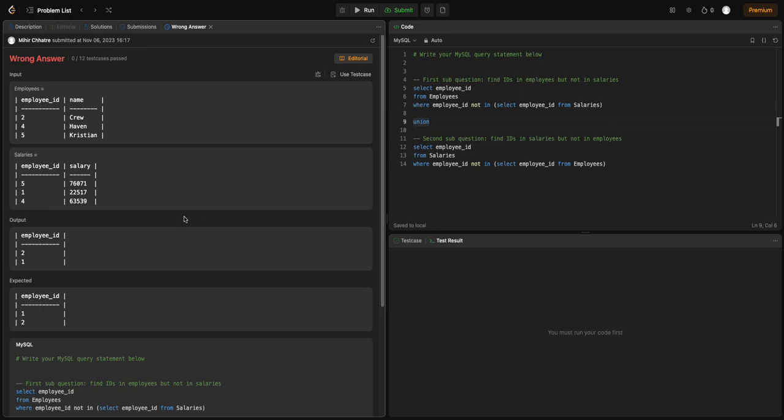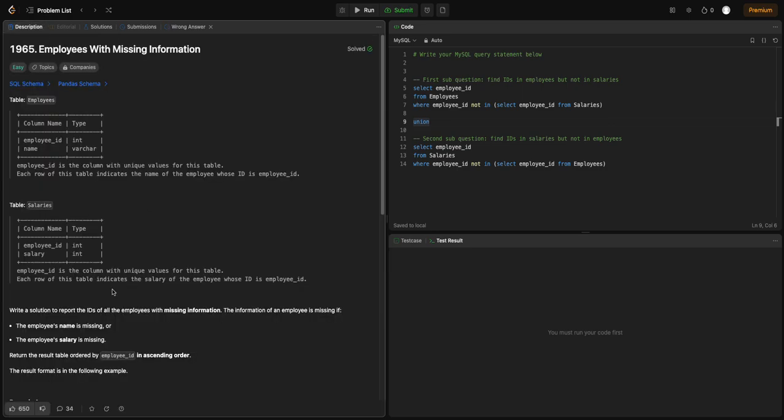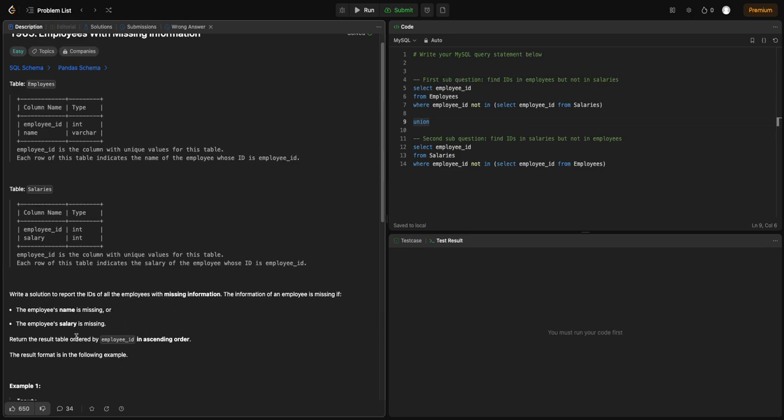Okay, so we can see that there's an error. Okay, and the reason for that is because the question says we need to order the table by employee ID in ascending order. So I'm going to say order by employee ID, and it's going to be ascending by default. So let's try to see what we get here.